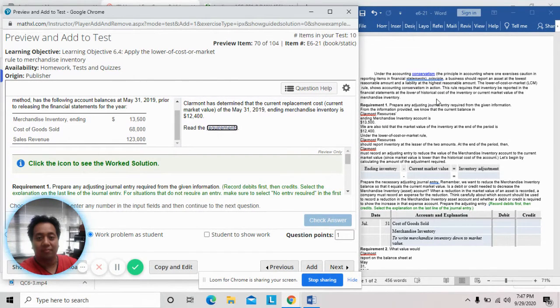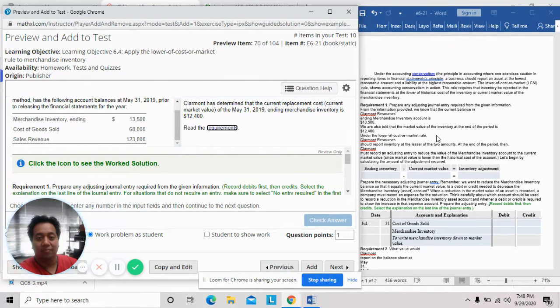A lower of cost market rule shows that accounting conservatism is in action. This rule requires that inventory be reported in the financial statements at the lower of the historic cost of inventory or the current market value of merchandise inventory. So here I'll be preparing an adjusting journal entry required for the given information. The ending merchandise inventory is 13,500 and the market value of the inventory is 12,400. As I mentioned, we're looking at the lower of cost market rule. We're going to report the lesser of the amount.